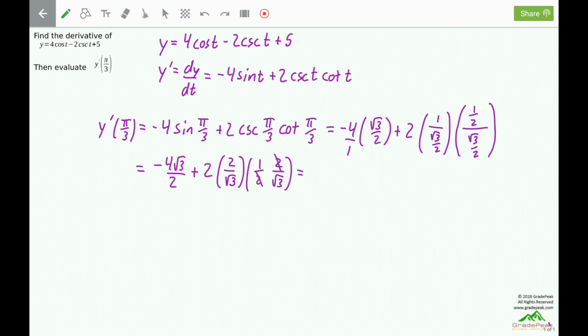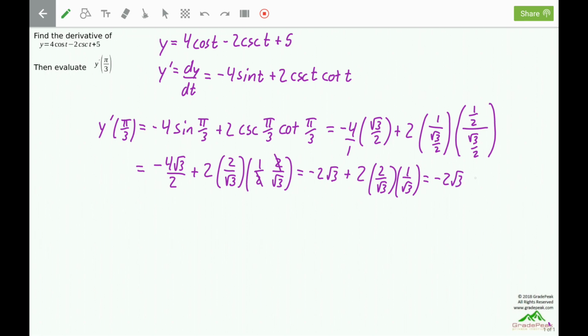The first term, we can cancel the 4 and the 2 down by a factor of 2. We will have negative 2 root 3 plus 2 times 2 over root 3 times 1 over root 3. Maybe I'll multiply those fractions together first. So this will give me negative 2 root 3.